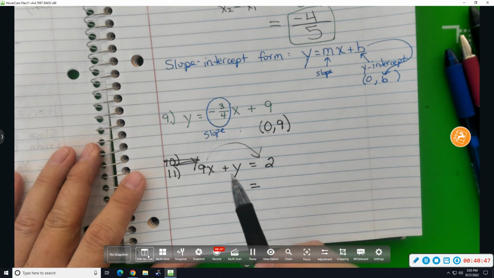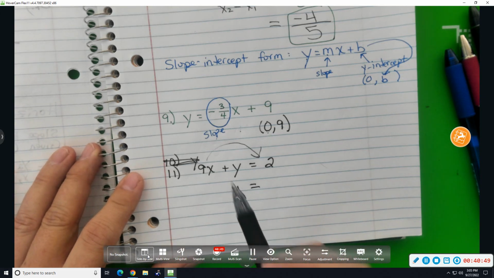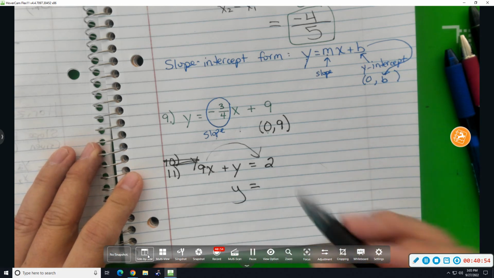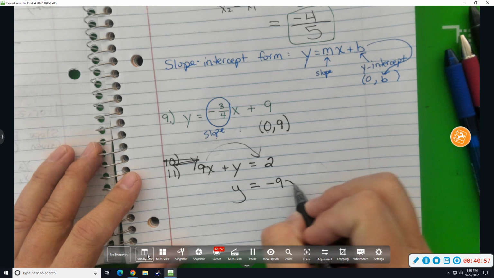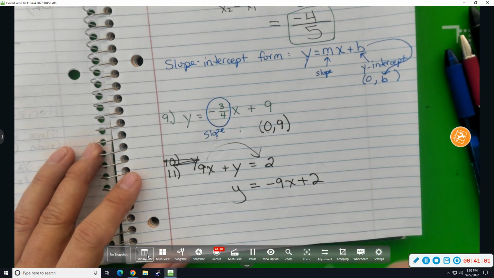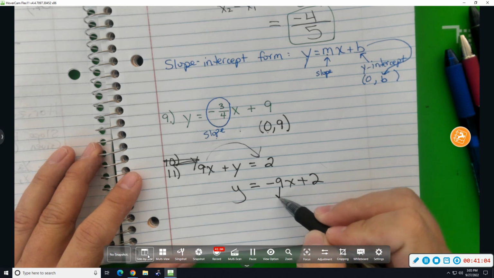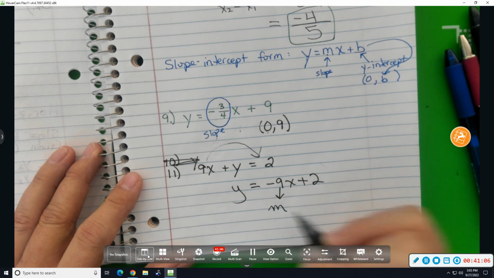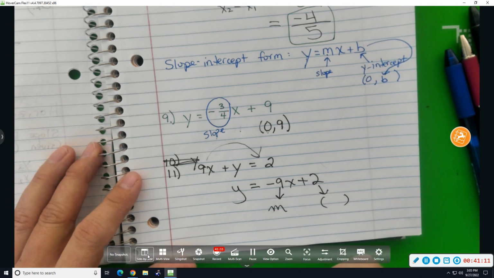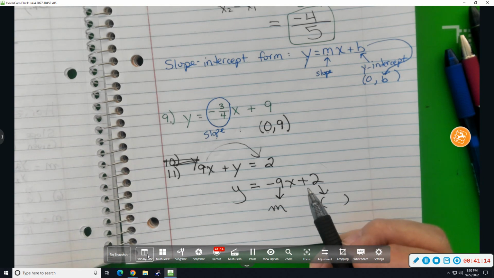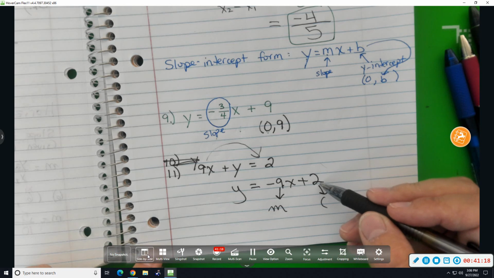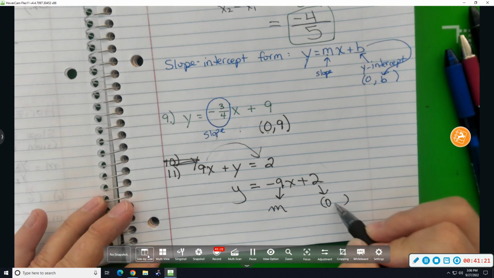If the equation is not solved for y, you have to solve for y. The easiest way to get y by itself is to subtract 9x from both sides. So the slope will be negative 9. Negative 9 comma 0? No, the slope is not an ordered pair. The slope is a number, negative 9. The y-intercept is the ordered pair, 0, comma 2.